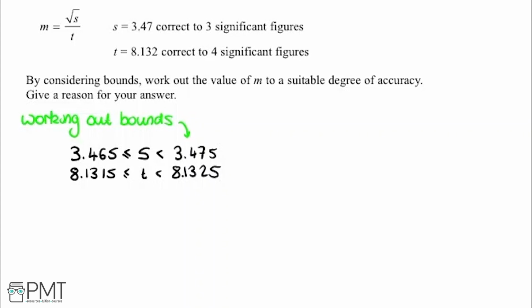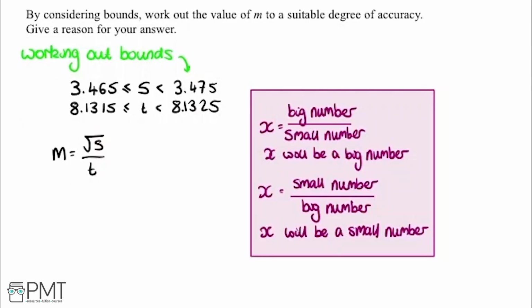Now we're going to do the second part of the question where it says we need to consider these bounds and work out the value of m to a suitable degree of accuracy. Now m here is defined as a fraction, so I've written something over here that's going to help us. If x is a big number divided by a small number, x will be quite a large number. But if x is a small number divided by a big number, then x will be a really small number. You could try some values out in your calculator and see, and hopefully that makes sense.